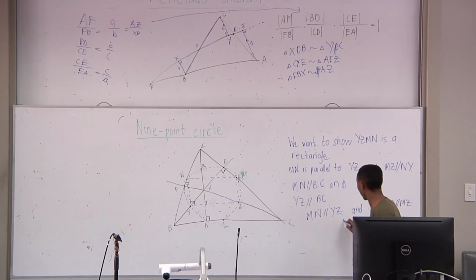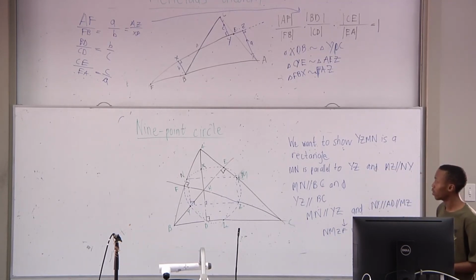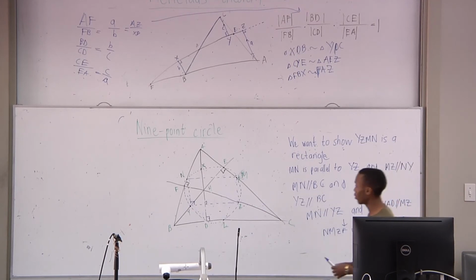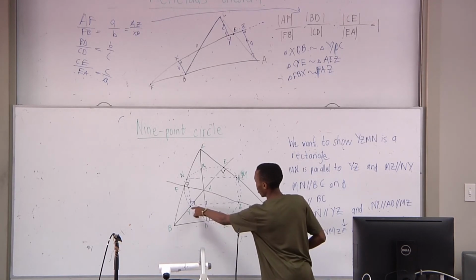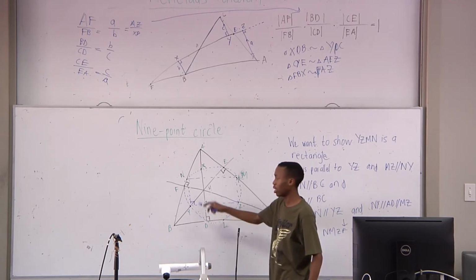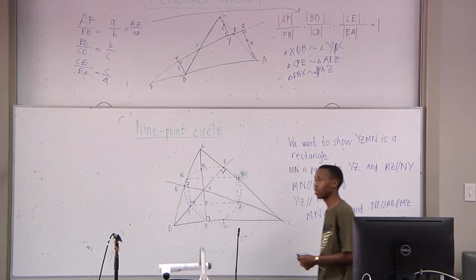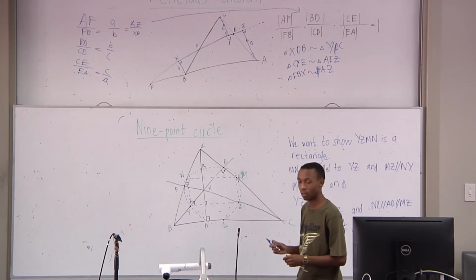So NMZY is a rectangle. It's a parallelogram, and that's 90 degrees. How can you know? Because YZ is parallel to BC, and so that's also parallel to that. So that's perpendicular to that. So that's also 90 degrees. Question? Okay.